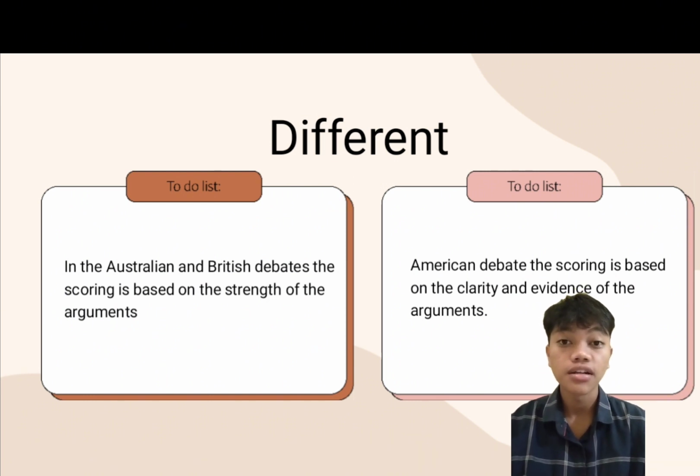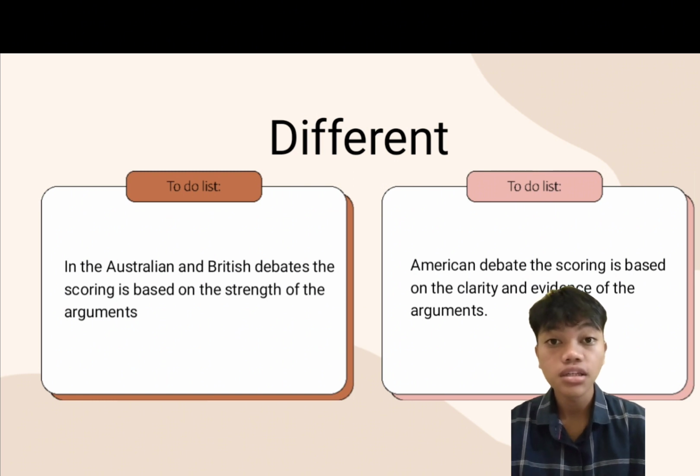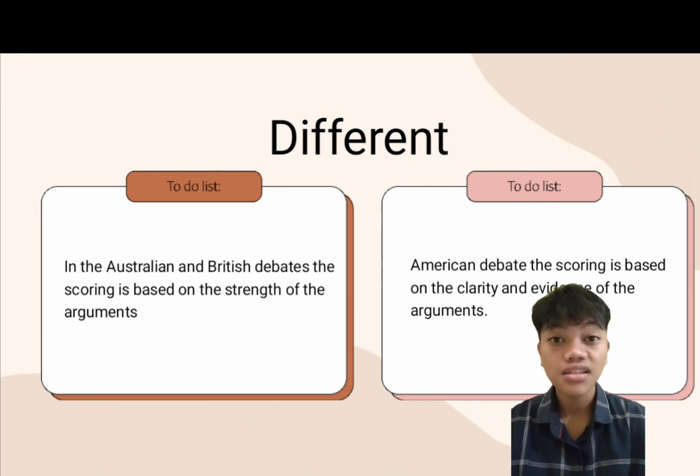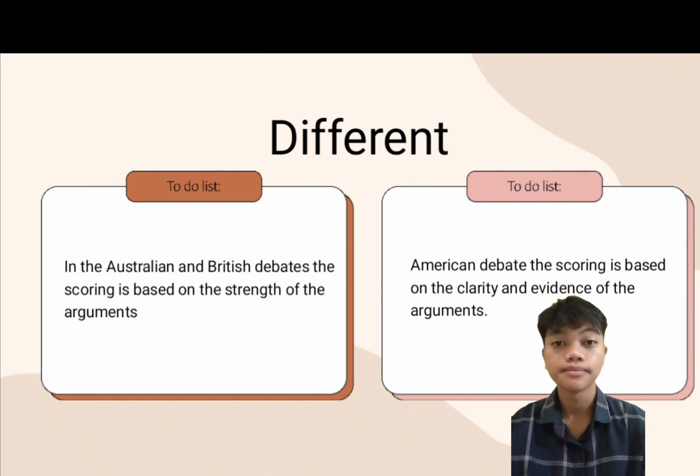Jadi perbedaannya di sini teman-teman terdapat pada scoring pada debat masing-masing. Di debat Australia dan British, scoringnya itu terdapat pada kekuatan argumen, sementara scoring di American parliamentary debate terdapat pada kejelasan dan bukti argumen.